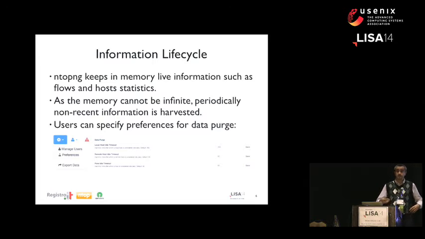Because ntopng keeps all this in memory, we cannot keep all the information forever. So it means that we have life cycles. Whenever we have some hosts that are not active for a while and whose flows are completed, these are removed from memory and saved into a Redis database, which is used as a cache by ntopng for future use. So in case somebody is not making traffic for a while and then resumes making traffic, we don't start the statistics from zero, but we resume from that.